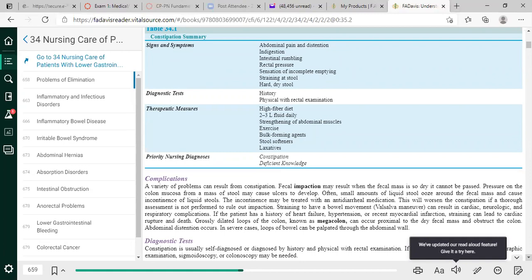For therapeutic treatment of a patient who is experiencing constipation, you want to increase your fiber, you want to increase your fluids, you need to actually move around, that type of thing. We also can administer stool softeners and laxatives as well.